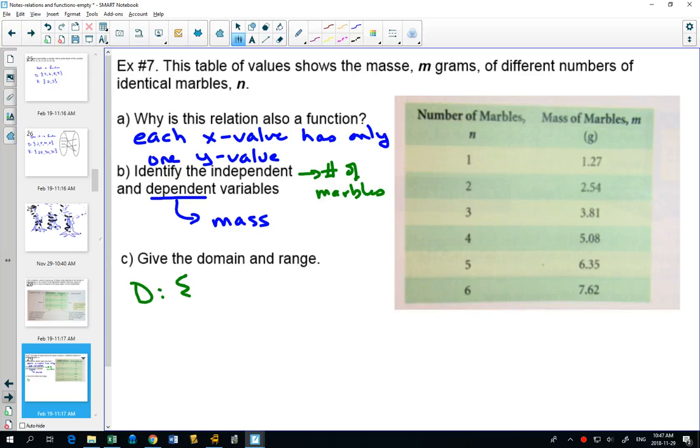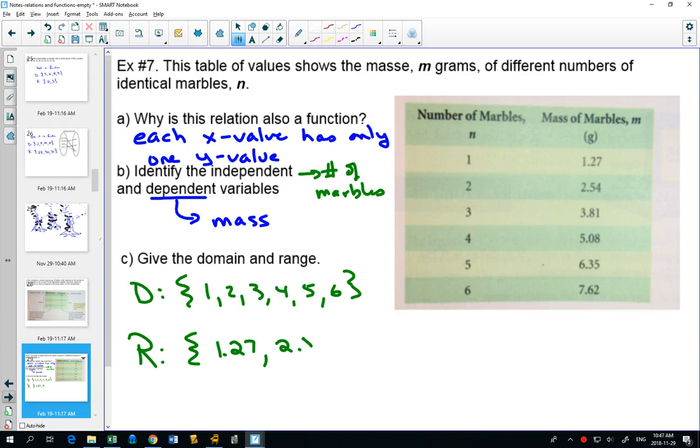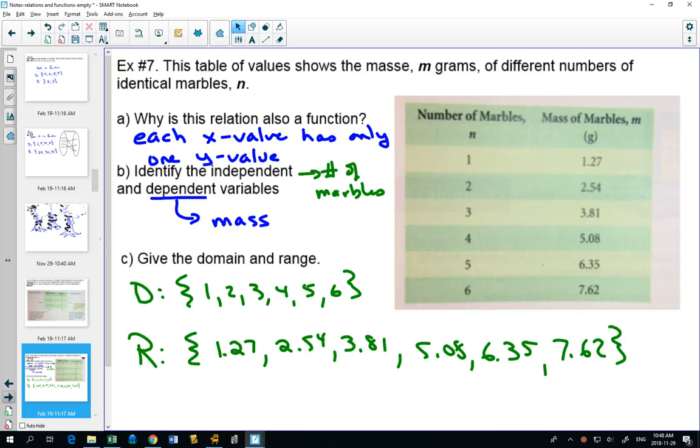Give the domain and the range. The domain here is 1, 2, 3, 4, 5, 6. And our range, 1.27, 2.54, 3.81, 5.08, 6.35, and 7.62. Oh, this question is great for getting to know your 1.27 times table. 1.27 times 5, 6.35. Whew.